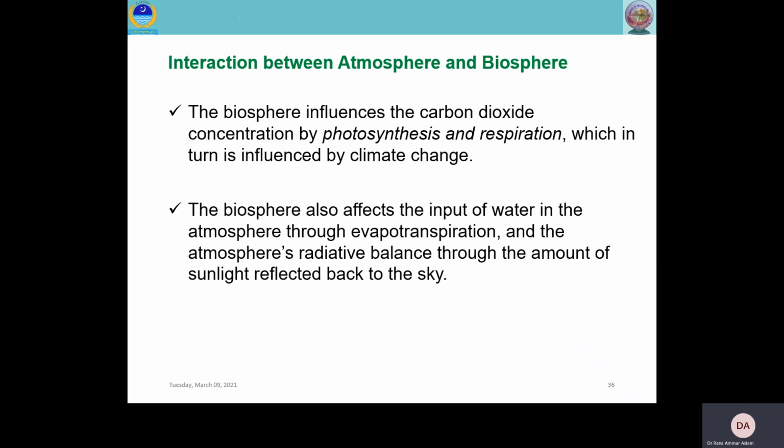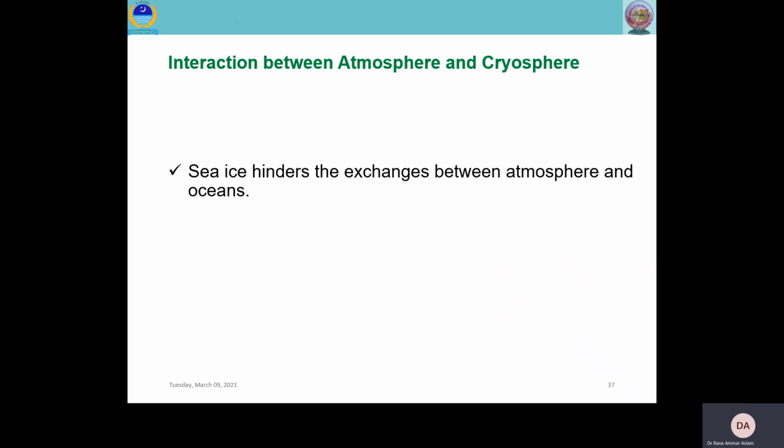So this is another way how atmosphere and biosphere actually interact with each other. Next is interaction between atmosphere and cryosphere. So sea ice hinders the exchange between atmosphere and oceans.